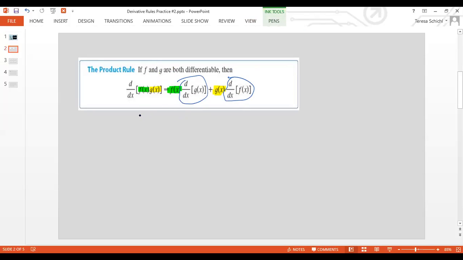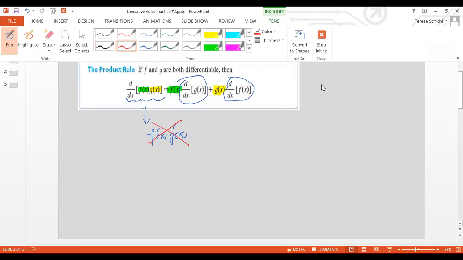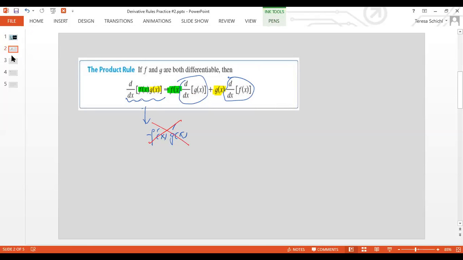A lot of students are not careful, and they will say, oh, this is just f prime of x times g prime of x. No, absolutely not. Do not make this mistake. It will be: you hold the first one, no change, take the derivative of the second one, and hold the second one, no change, take the derivative of the first one. Okay, let's take a look at the problems here.